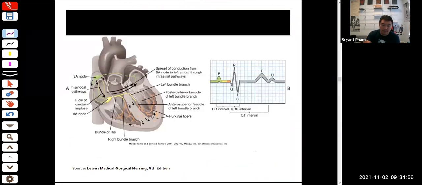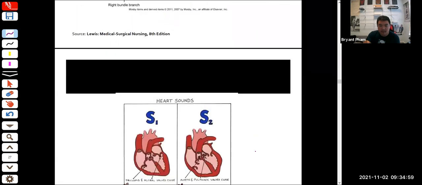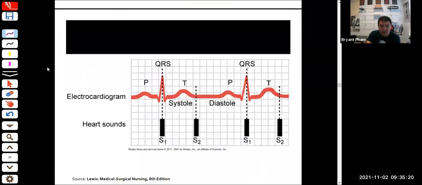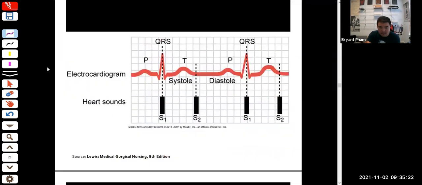So there's your nice little trace. S1 being lub, S2 being dub. Just reiterating here: this is the closing of the AV valves. That's closing of the semilunar valves. Okay. Ta-da!